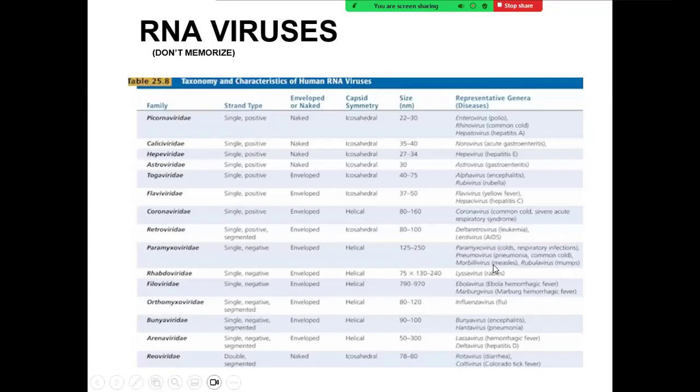Paramyxoviridae causes many common childhood infections like mumps, measles, whooping cough. Orthomyxoviridae, you've probably never heard of that word, but the viruses which cause the flu are members of the Orthomyxoviridae family. Any question about any of that?